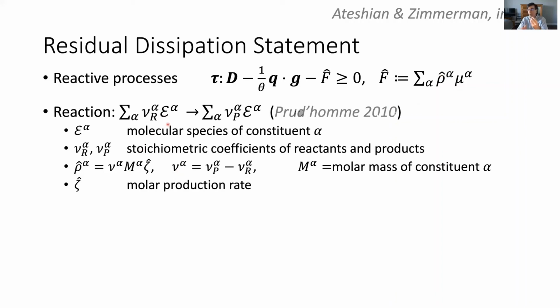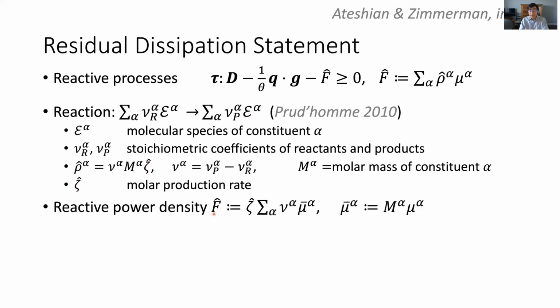Let's say you have H2O hydrolyzing into 2H plus O. So H2O has a stoichiometric coefficient of 1 as a reactant and 0 as a product. H has a stoichiometric coefficient of 2 as a product, 0 as a reactant, and O has a stoichiometric coefficient of 1 as a product, 0 as a reactant. Then you find that only one function of state is needed for each reaction, which is called the molar production rate. So now your reactive power density can be rewritten as the product of the molar production rate with this quantity here, where now we express the chemical potential per mole instead of per mass.